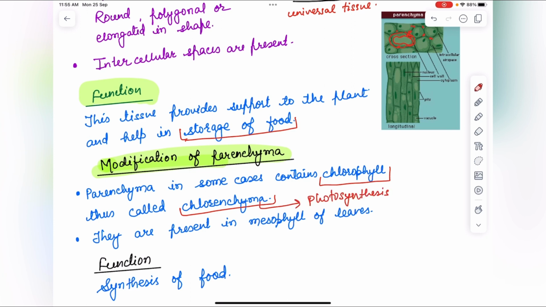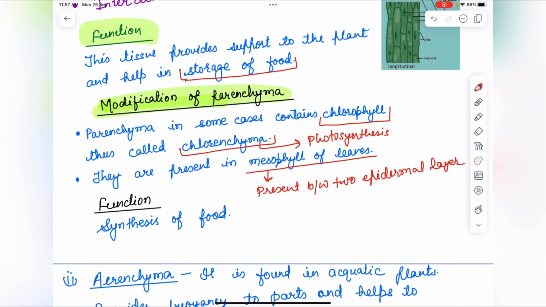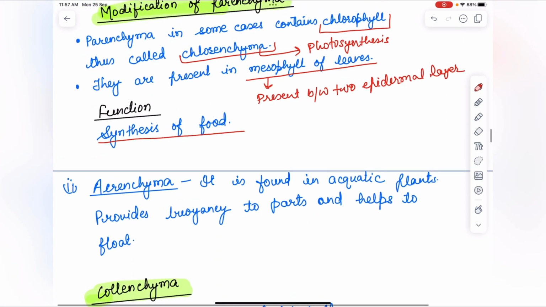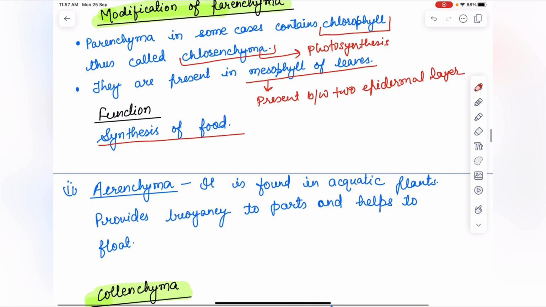Thus they are present in the mesophyll of the leaves. This mesophyll is located in between the two epidermal layers, and these mesophyll contain chloroplasts, the organelles responsible for photosynthesis. So the function of this chlorenchyma will be synthesis of food, means photosynthesis will take place in this. Now next is parenchyma. Again there will be a modification in this parenchyma tissue.